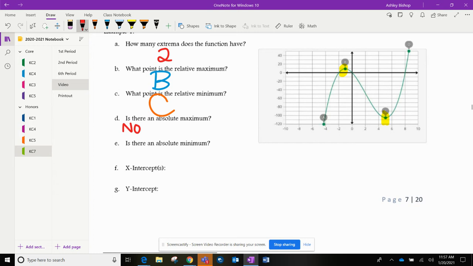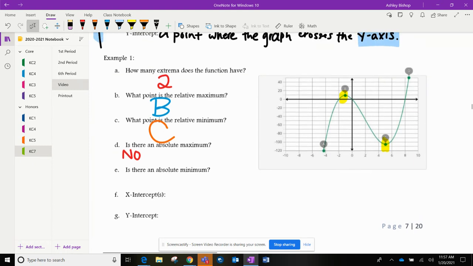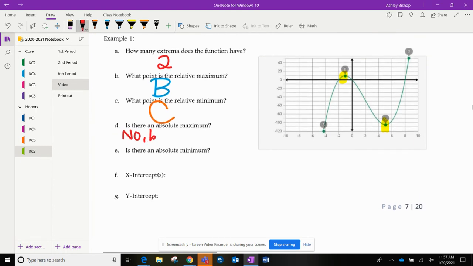So there's not an absolute maximum, which is the maximum of two or more. Okay, so there is not an absolute maximum because there's only one. If I am the only person in my classroom, you can't say I'm the absolute tallest person in this room. That just doesn't make sense. I'm the only person in this room. So the point B is the only maximum we have, so it's just a relative maximum.